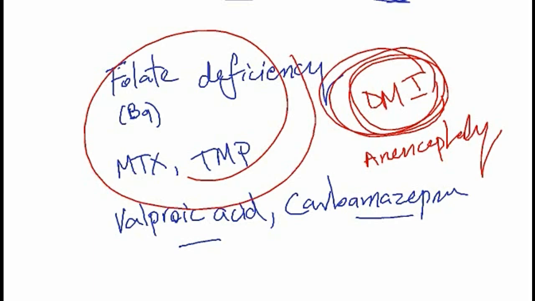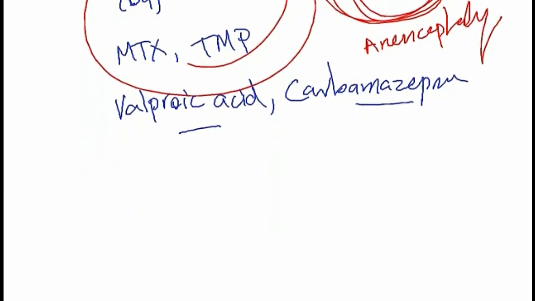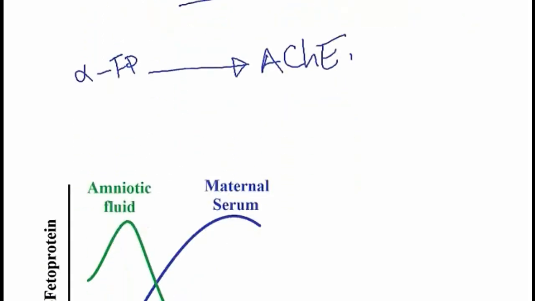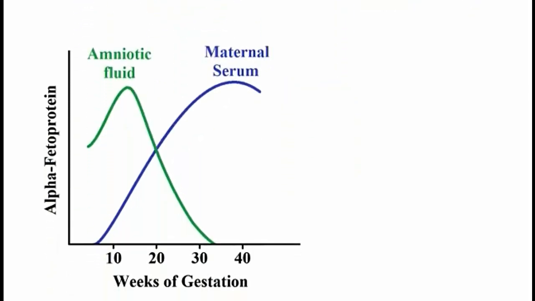cause neural tube defects. So the test that can be used to screen for neural tube defects is alpha-fetoprotein, and you can check that either in maternal serum or amniotic fluid. And if the results are positive, then you can use a confirmatory test by checking the levels of acetylcholinesterase in the amniotic fluid.